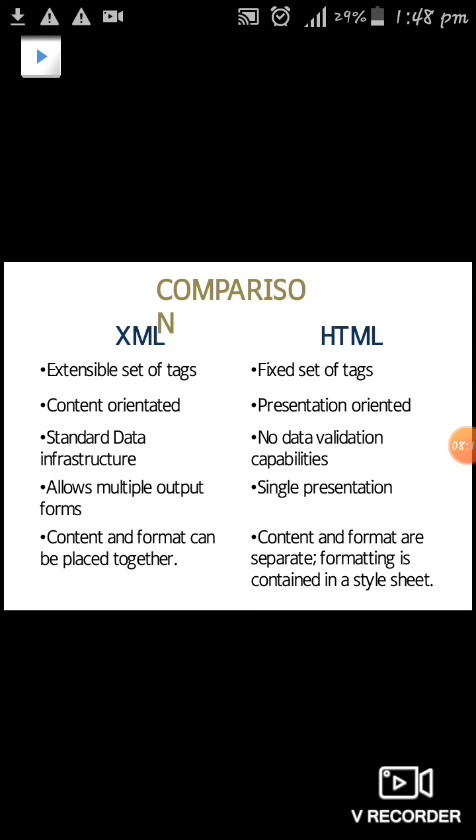So next, XML is a standard data infrastructure, whereas HTML has no data validation capabilities. XML allows multiple output forms. In HTML, we have a single presentation. So in HTML, we mainly concentrate on the presentation of the web page. In XML, we mainly concentrate on the data in the data document or data structures. The last one: XML content and format can be placed together. In HTML, formatting is kept separate from content, in a style sheet.